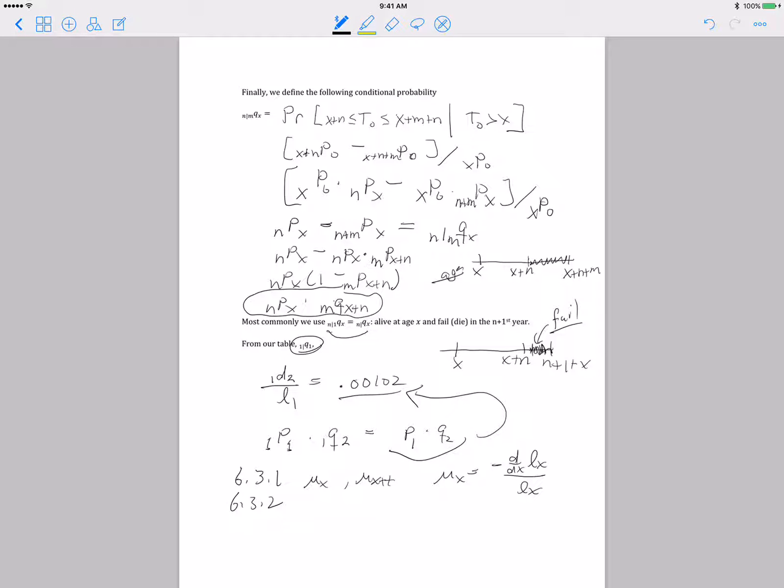And 6.3.2 discusses the expected future lifetime, which we've already discussed. So it discusses these two in terms of the interval. And so 6.3.3 we discussed above.